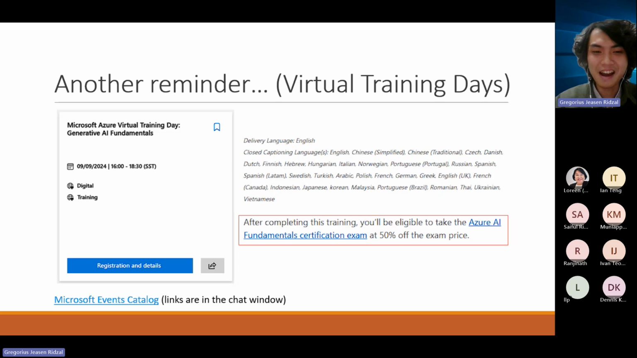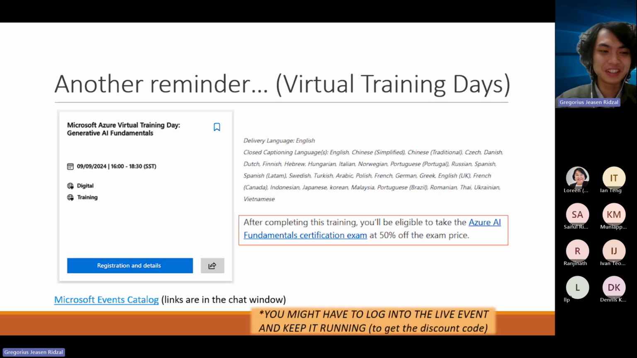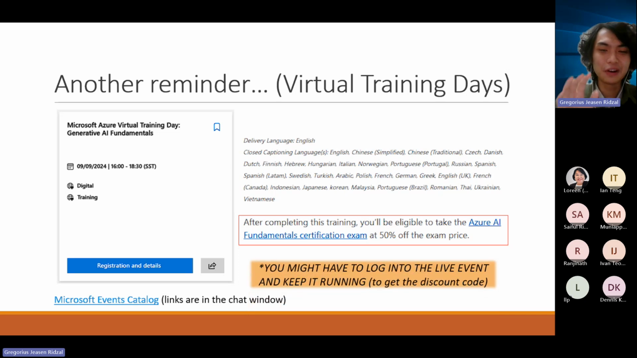But of course, I signed up for the one for Azure AI last week. Unfortunately, you might have to log into the live event and keep it running the whole way in order to get the code. The one I submitted an application for was for 1 a.m. Indonesia time. I wasn't about to stay awake from 1 a.m. to 3 a.m., right? So I signed up for it. I was hoping they would give me the code, but they didn't. So I'll have to sign up for it again. So just a quick reminder, if you do want that code, you have to log in.